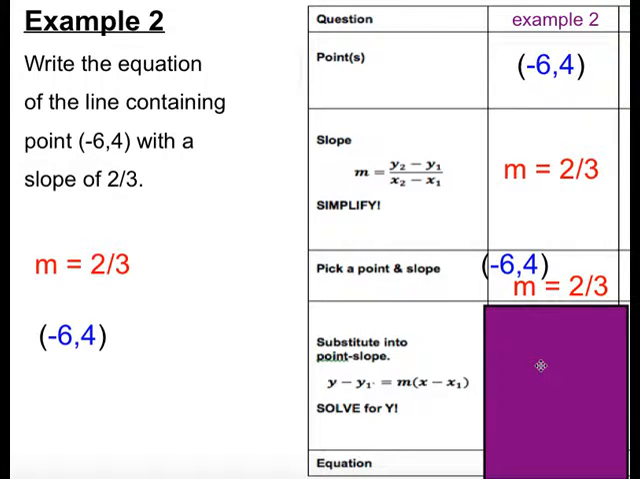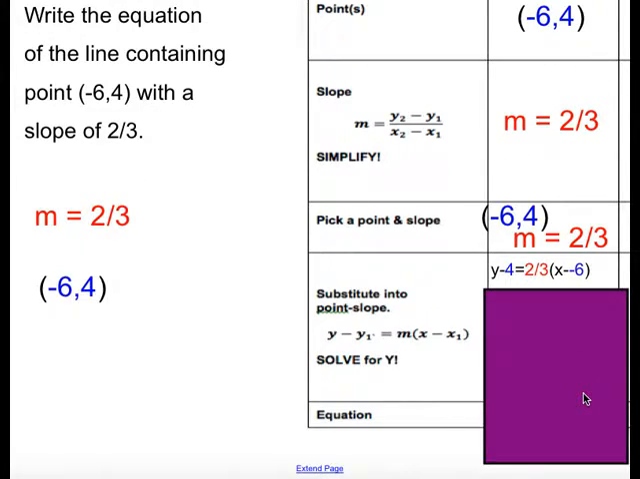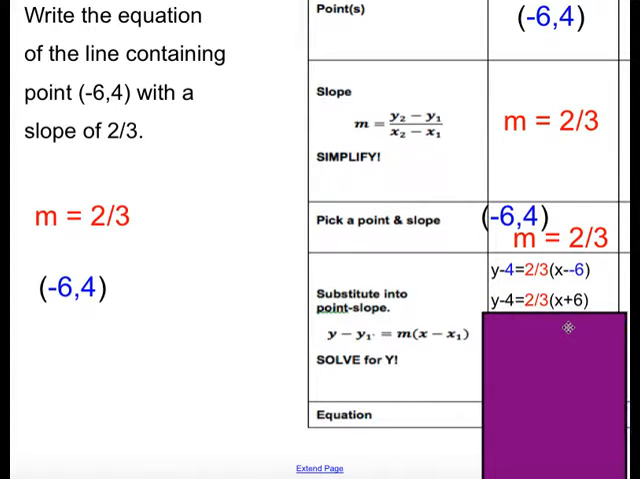So here we go. I'm going to take the negative 6 and put it where I see x sub 1. I'm going to put the 4 where I see y sub 1. And then 2/3 is going to go where m is, leaving me with this equation right here. y minus 4 equals 2/3 times the quantity x minus a negative 6. Well, we know that minus and negative is a positive like we just did before. So that becomes y minus 4 equals 2/3 x plus 6.